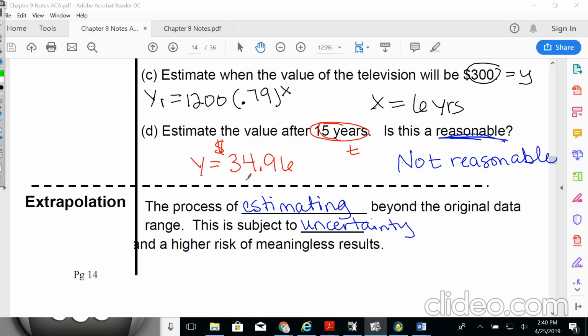So we can get it to a penny, but again, that's probably going to take 100 years, and at that point, it would either be a classic because it's really, really old and really, really nice, or it's in the trash. So that's why we don't do the extrapolation.